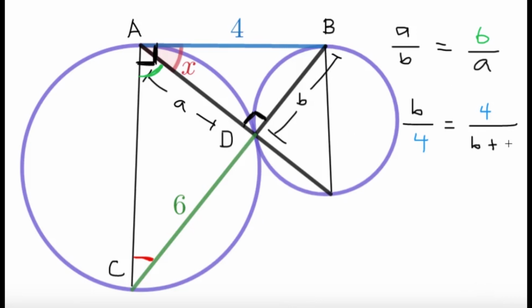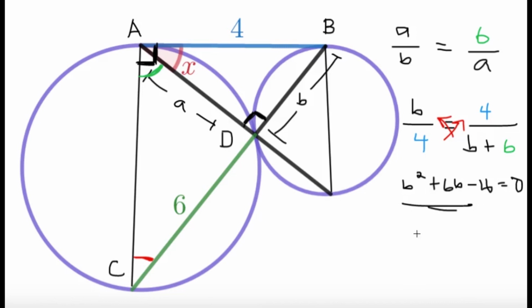Pretty interesting, because the second one gives us a value of B, since it's just an equation in terms of B. And once we have B, we should be able to get A using the first one. So let's try to do that. If I cross multiply here, I will get B squared plus 6B equal to 16. So B squared plus 6B minus 16 is equal to 0.